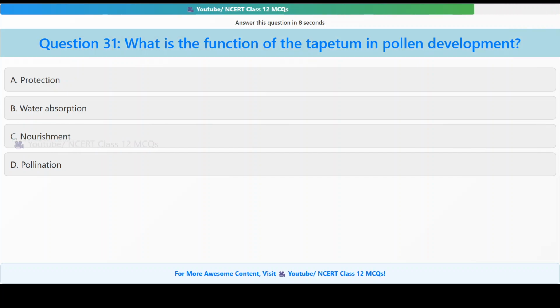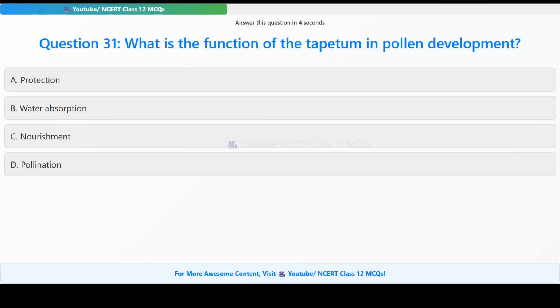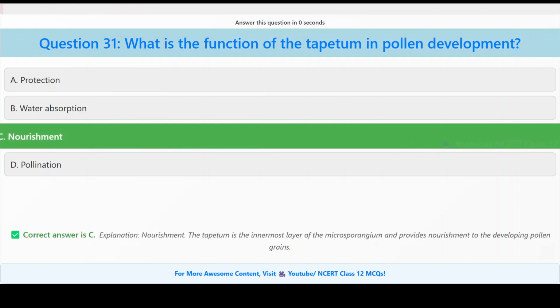Question 31. What is the function of the tapetum in pollen development? Nourishment. The tapetum is the innermost layer of the microsporangium and provides nourishment to the developing pollen grains.